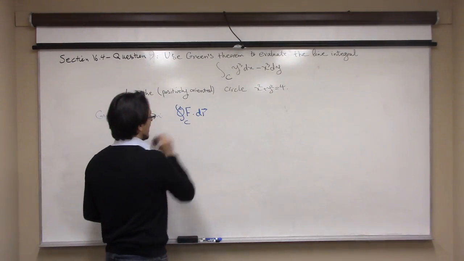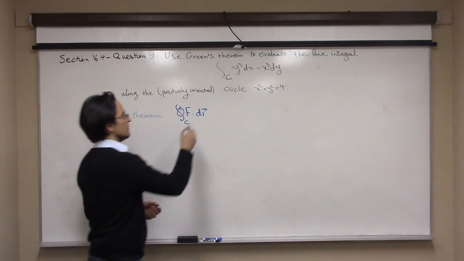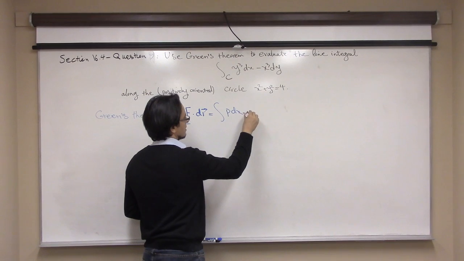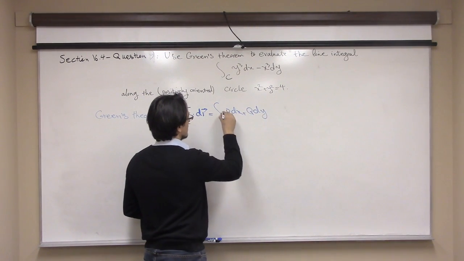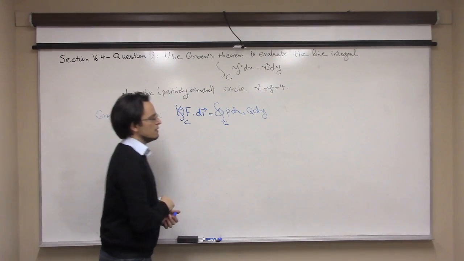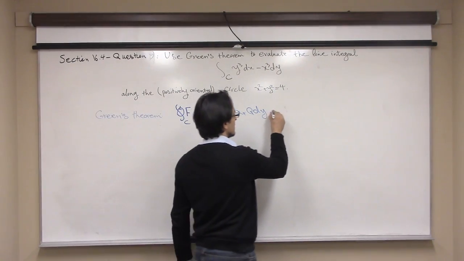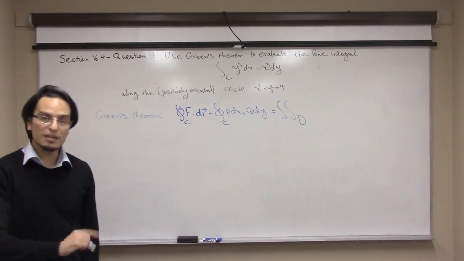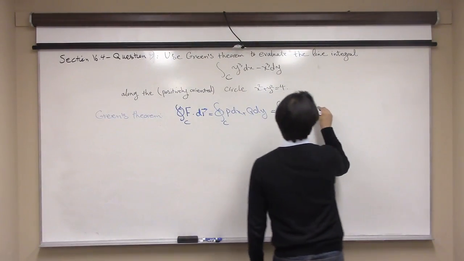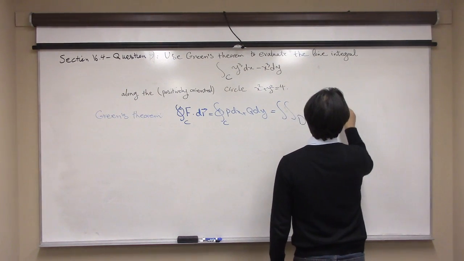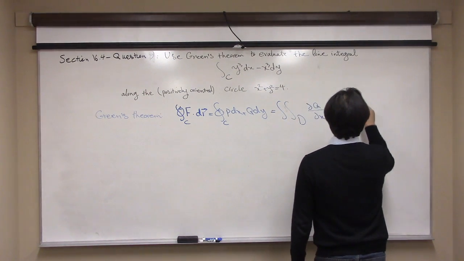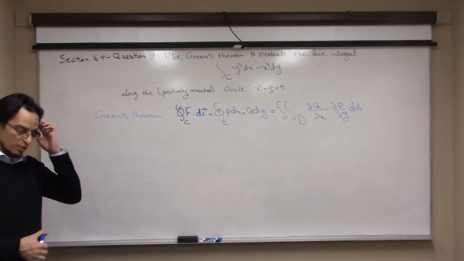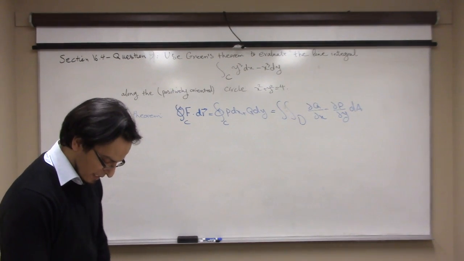If you have that kind of line integral, another way of writing it is the first component dx plus the second component dy over C. This is equal to a double integral over the region inside the curve, and the integrand is dQ/dx minus dP/dy. Okay, that's Green's theorem, and let's see what we have in this case.